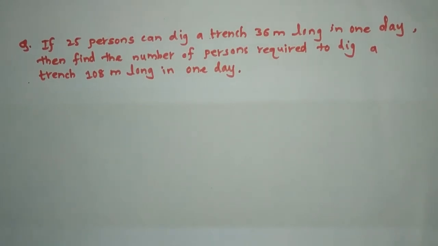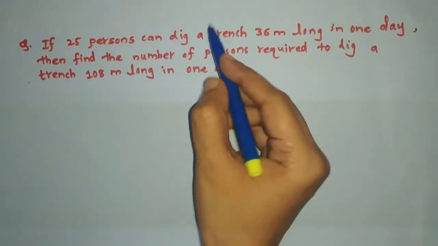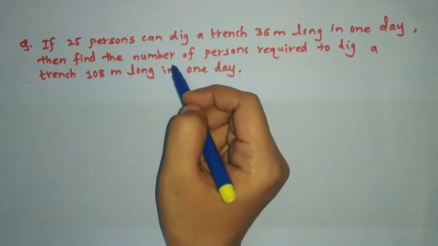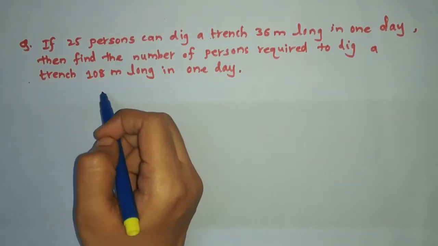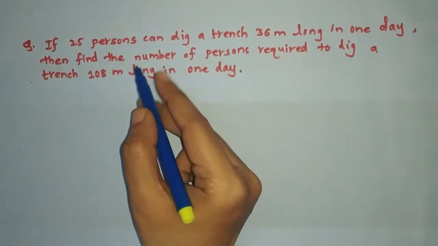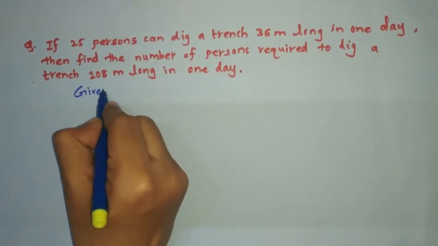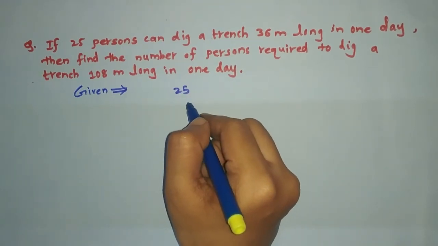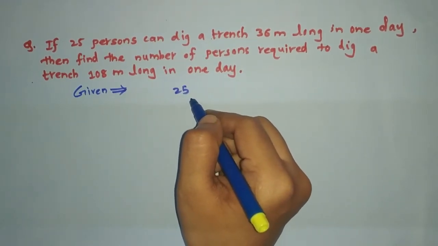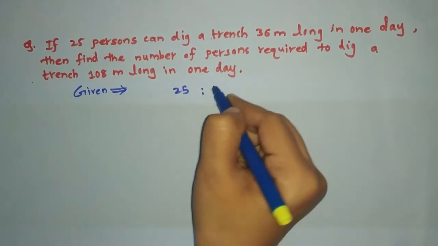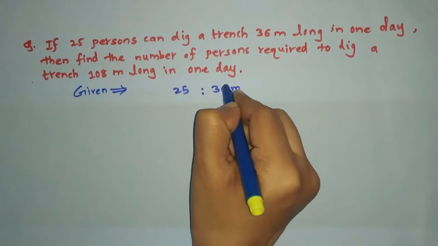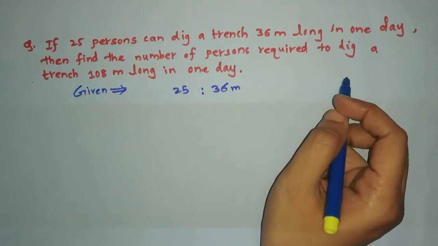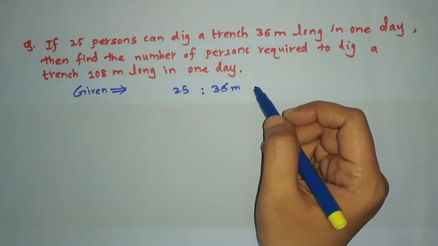So now friends, moving to the next question. If 25 persons can dig a trench 36 meter long in one day, then find the number of persons required to dig a trench 108 meter long in one day. So friends, we'll first of all write down the given data. We are given that 25 persons are there, those who are doing the work of digging a trench in one day, that is how much they are digging, 36 meter. So we need to find out the number of persons required to dig the trench 108 meter long in one day.